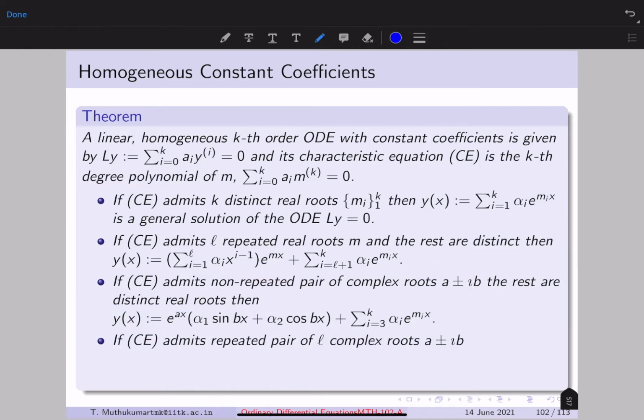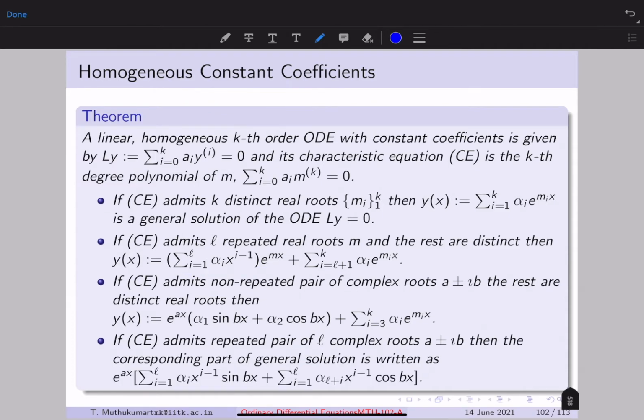What happens if you have a repeated pair of complex roots? So let's say you have L repeated pair of complex roots, right? In that case, very similar to what we did here, if you have repeated roots, then they are the same functions. So you have to choose appropriate linearly independent functions. So you use the same idea of multiplying by a polynomial of some degree in x to make it linearly independent. So that's what we do here. So it's a repeated pair of L roots.